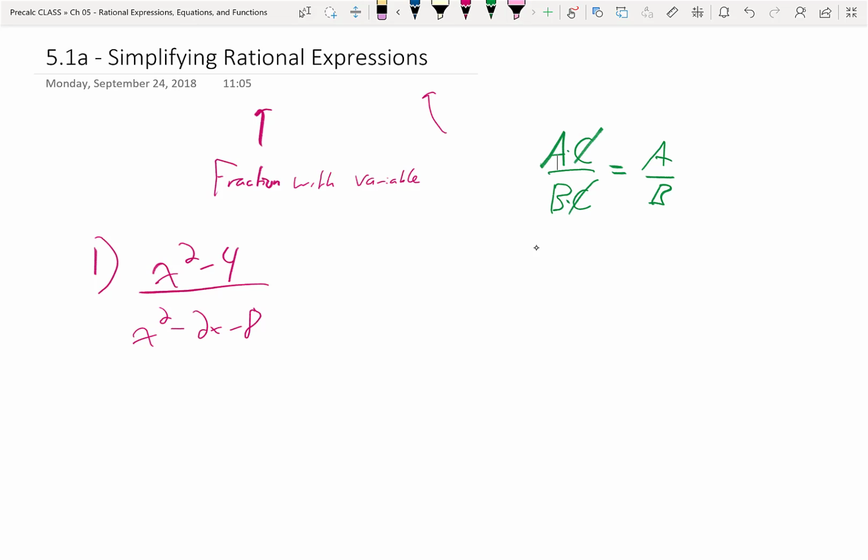And this kind of manifests itself more when you have parentheses. You see this a lot when you have parentheses, because parentheses mean that you have factored. Is this true? A plus C is equal to B plus C implies that A over B is equal to C over B.